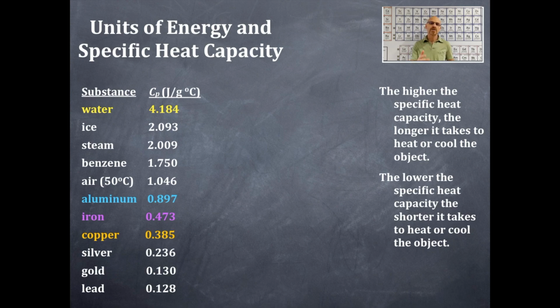This is why we use certain metals for certain processes. Some of it is dependent upon the price of that metal, and some of it is dependent on these specific heat capacities. And I'm going to show you some examples of this.